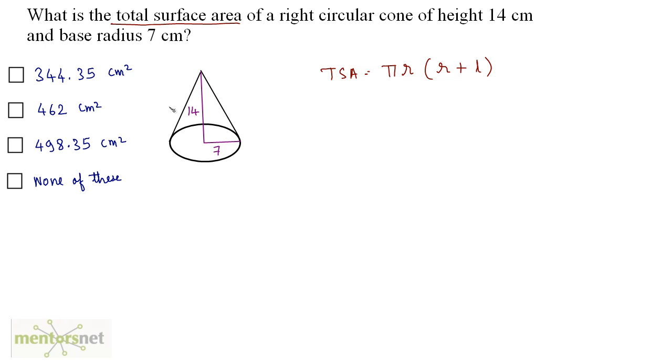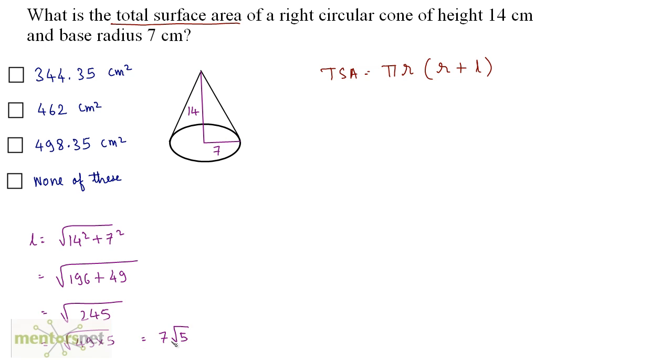Well, we don't have L. We can calculate it using height and radius. So L is equal to under root of h square plus r square, that's 14 square plus 7 square. So this is under root of 196 plus 49. This is equal to under root of 245. Now 245 can be written as 49 times 5. So we have under root of 49 times under root of 5. Under root of 49 is 7 times root 5. So this is the slant height of this cone, that's 7 root 5.